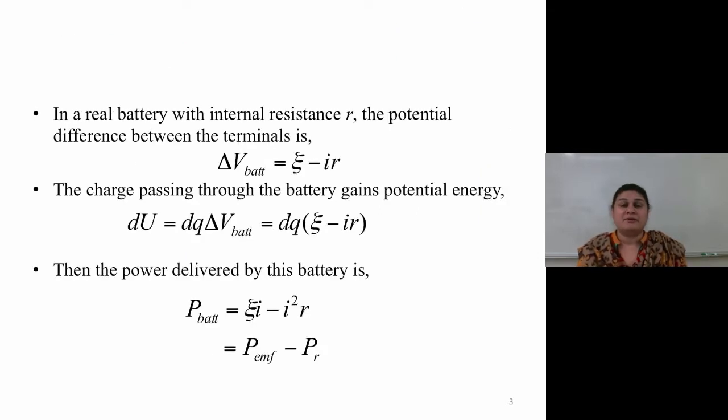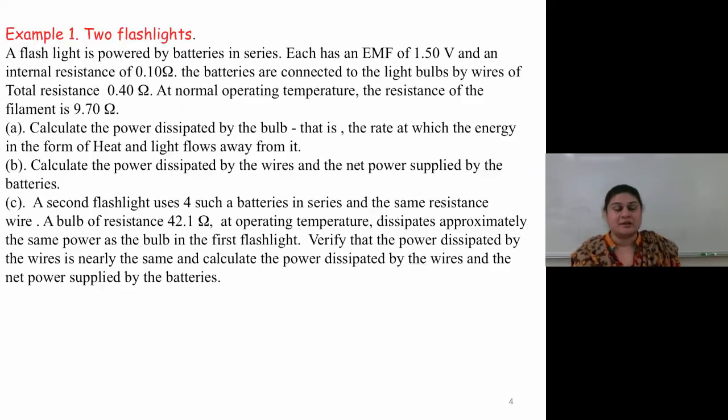In a real battery with internal resistance r, the potential difference between the terminals is EMF minus Ir, where r is the internal resistance. The charge passing through the battery gains potential energy. So delta U equals delta Q times delta V of the battery, which equals dQ times (EMF minus Ir). Then the power delivered by this battery will be P equals VI minus I squared r, or the power from the electromotive force minus the power that is dissipated through the internal resistance.